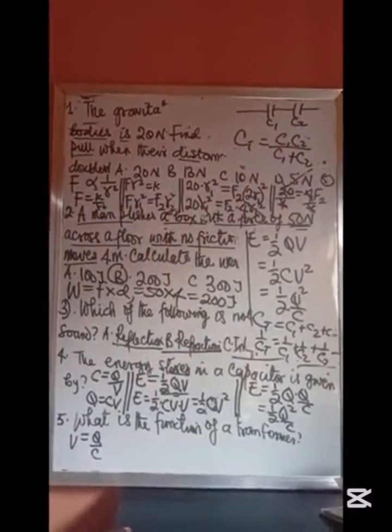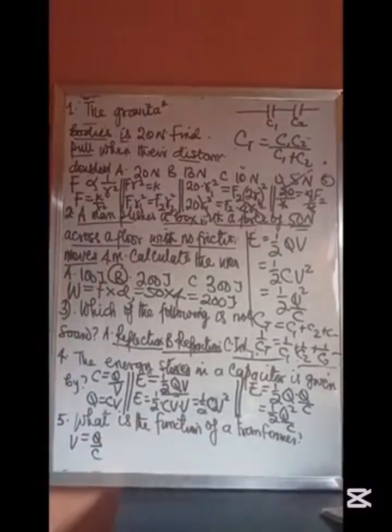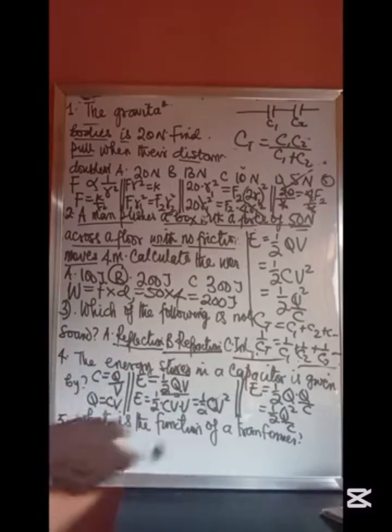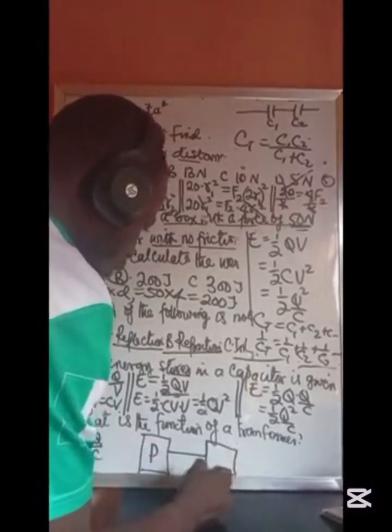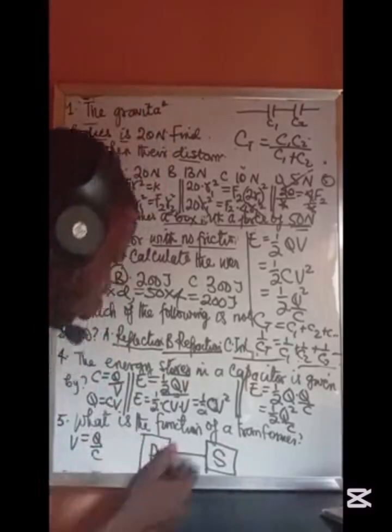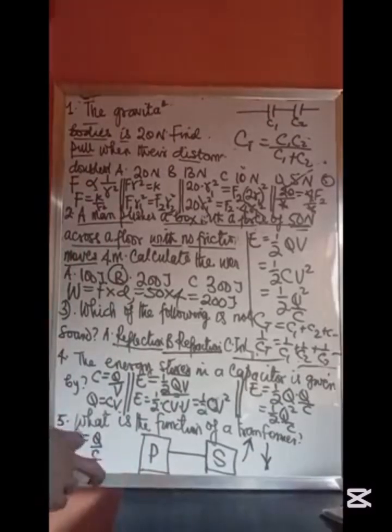The last one says, what is the function of a transformer? All right, a transformer's job is to take the voltage of the power source and alter it. It can step it up or step it down based on what is required. So in a nutshell, we have the primary source on the primary coil P, then we now have the secondary coil S. So the function of a transformer is to step up or step down a voltage of a system.